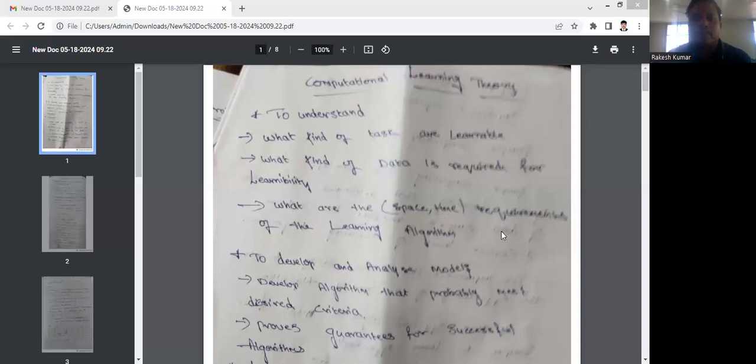So for this, I want to share a PPT. In this, I will explain briefly about the computational learning problem: to understand what kinds of tasks are learnable, and what kind of data is required for learnability. If we train the machine with proper data sets, the machine will predict properly and we are going to get accurate output.